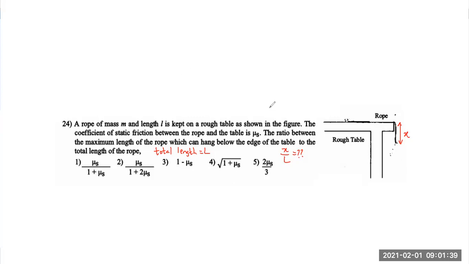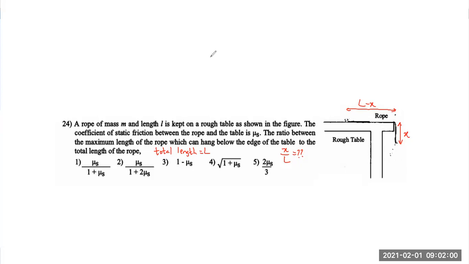I'll start with this now. We need to know the mass of this part of the rope and this part of the rope. Now, the total length of the rope is L. Let's say the rope starts here. So the length of the rope which is on the table will be L minus X. Hope you can agree with me on that. X is the part of the rope which is hanging outside. L minus X should be the part of the rope which is on the table.